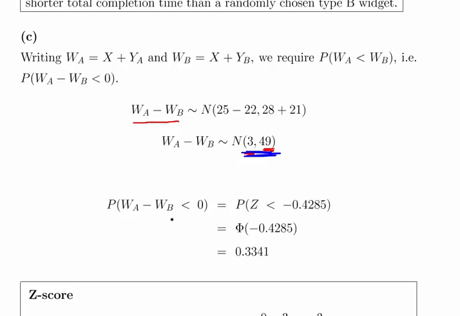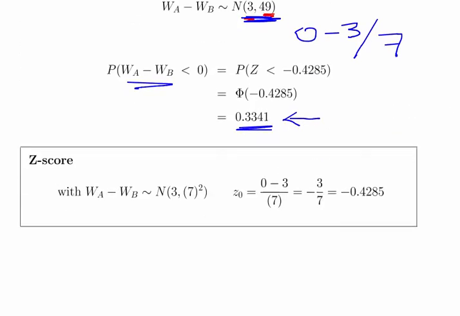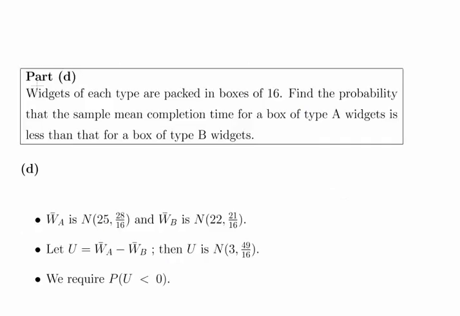So straightforward z-score calculation, 0 minus 3 all over 7, which is the standard deviation, minus 0.4285. Working that out, we should get an answer of 0.3341. Okay? And that's how I calculated the z-score there. Just a reminder that the standard deviation there is the square root of the variance. Pops up a lot. So that's grand. Now the next part.